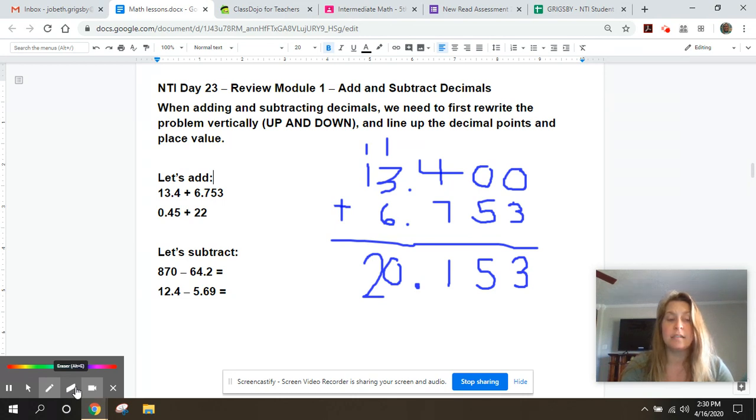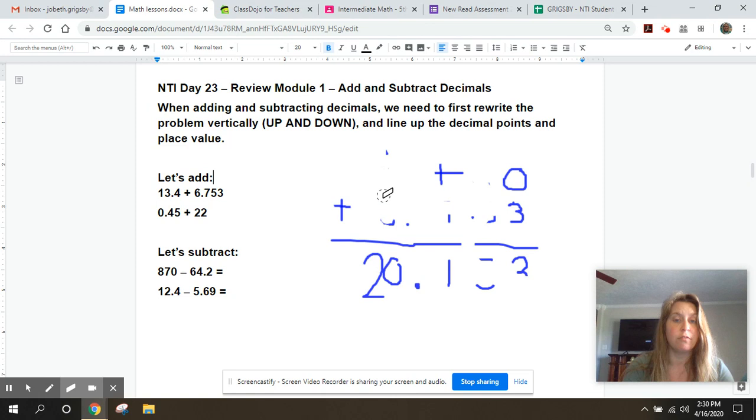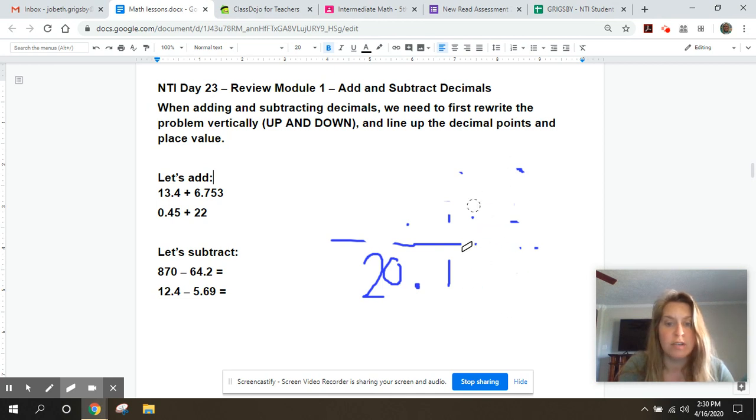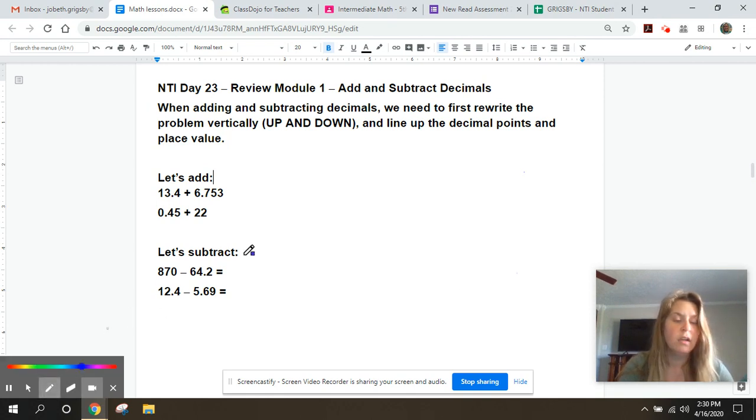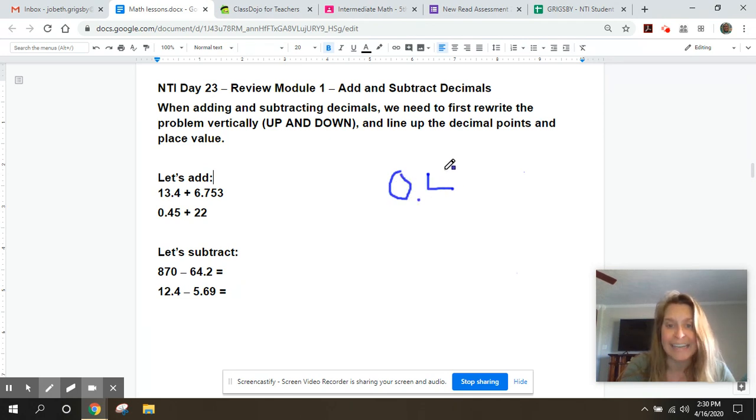Now I want you to look at the second problem that I have over here. It says 45 hundredths plus whole number 22. You notice that the 22 does not have a decimal point. I want you to try and line up that problem in your math notebook. Pause the video. All right, now that you've gotten a chance to do that, I'm going to go. It doesn't really matter which number goes on top in this case because we're adding. It does matter when you're doing subtraction.